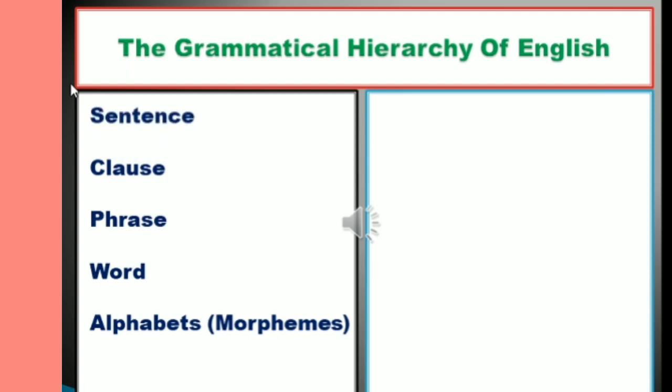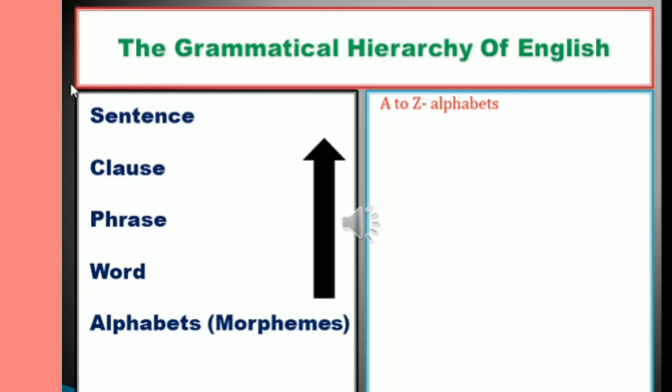And in this way, we can say that alphabets, words, phrases, clauses and sentences make up this hierarchy. So here sentences are at the top of the hierarchy and alphabets at the lowest. Let us explain it further with some examples.